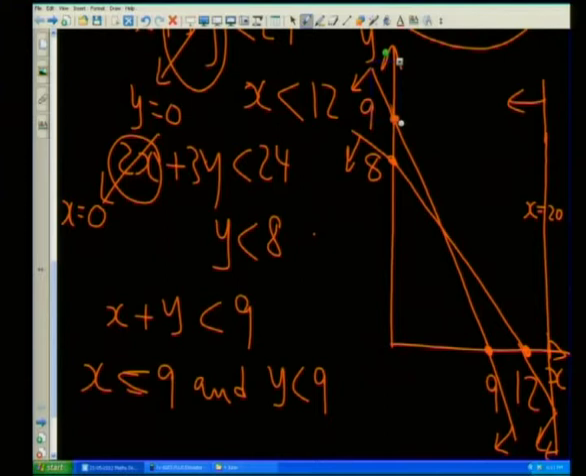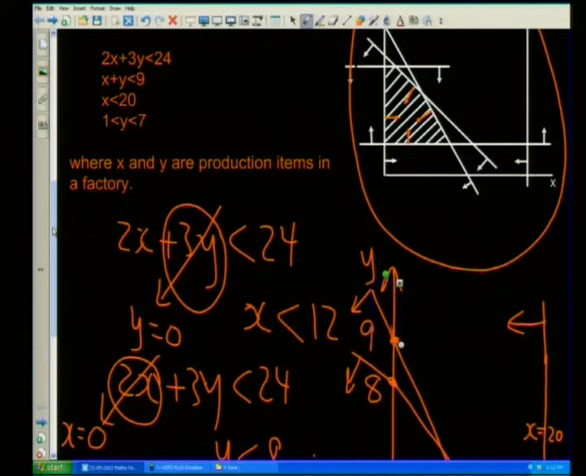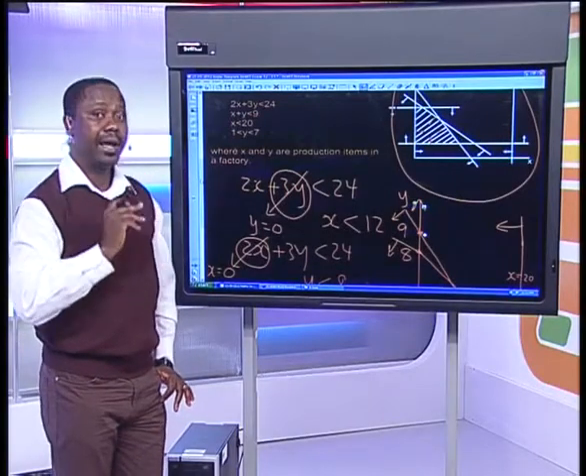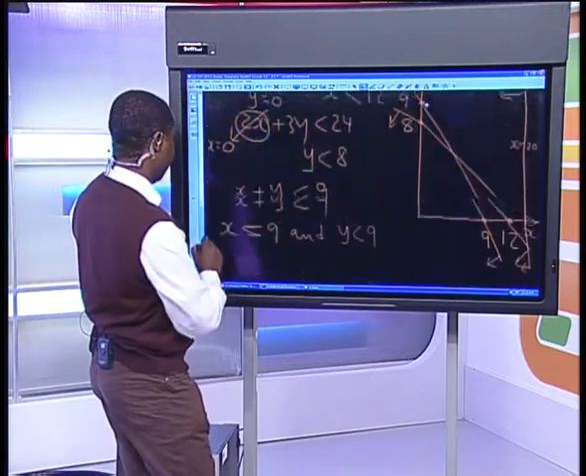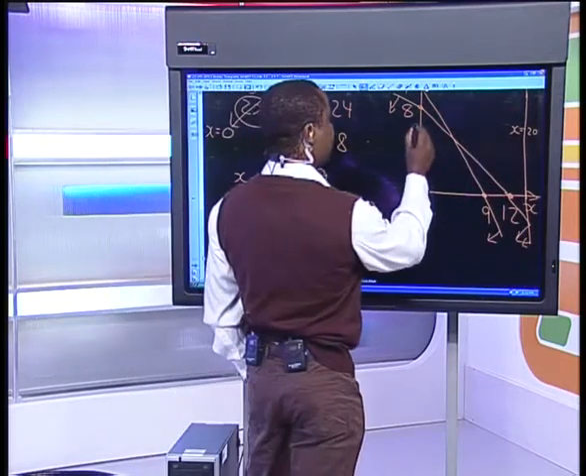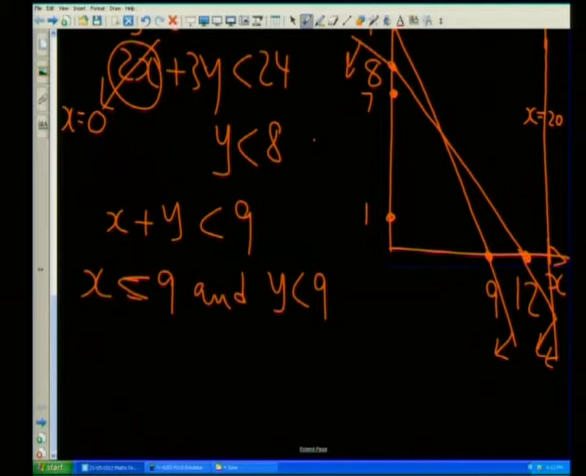All right. Then comes the next constraint quickly. It says y must be between 1 and 7. This is a bit straightforward in the sense that all you have to remember is that you are dealing with y only. So if y is 7 there and y is 1 there, you are saying below that and above 1.